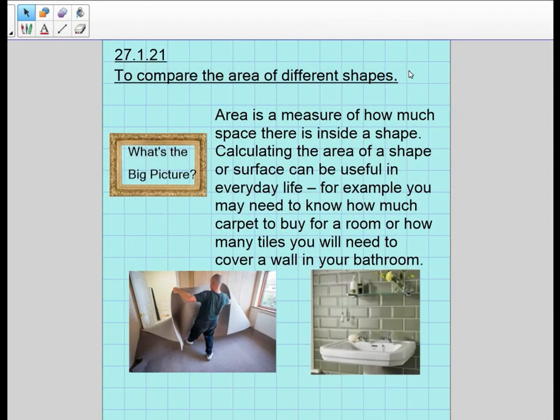Today we're going to compare the area of different shapes. What's the big picture? Area is a measure of how much space there is inside a shape. Calculating the area of a shape or surface can be useful in everyday life. For example, you may need to know how much carpet to buy for a room or how many tiles you will need to cover a wall in your bathroom.